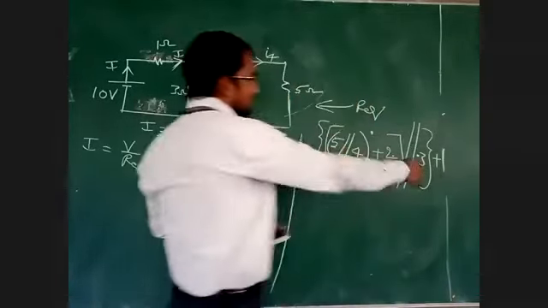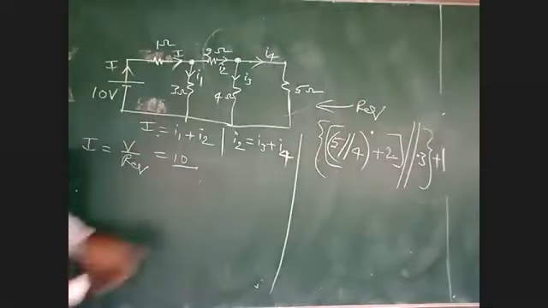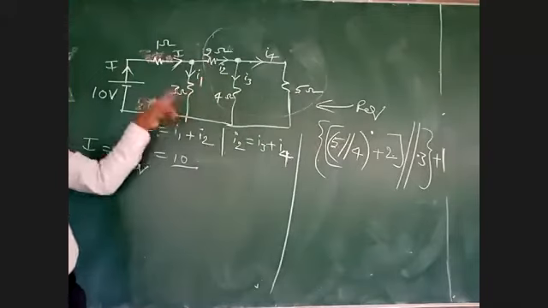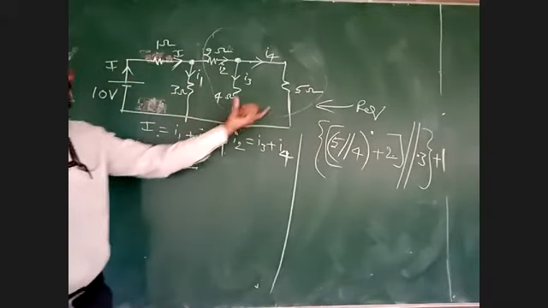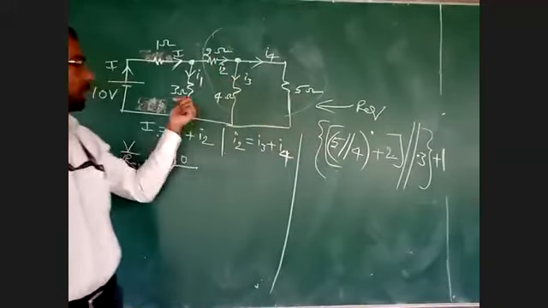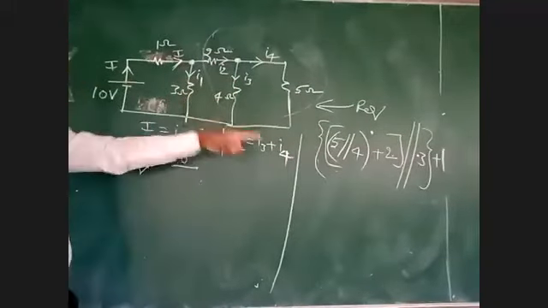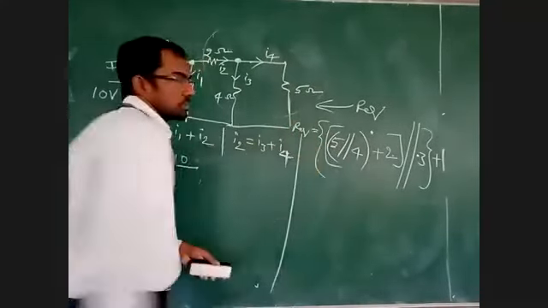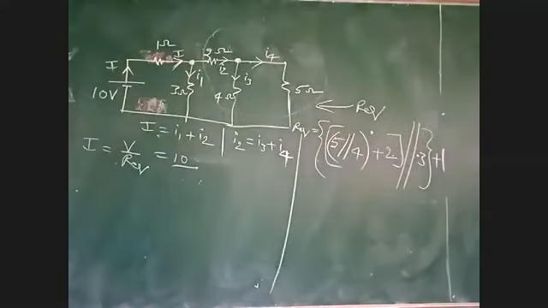See how we have written parallel, series. First these two are parallel, then series with 2, then parallel with 3, then series with 1. This is your equivalent resistance, R equivalent, the total resistance of the entire circuit.